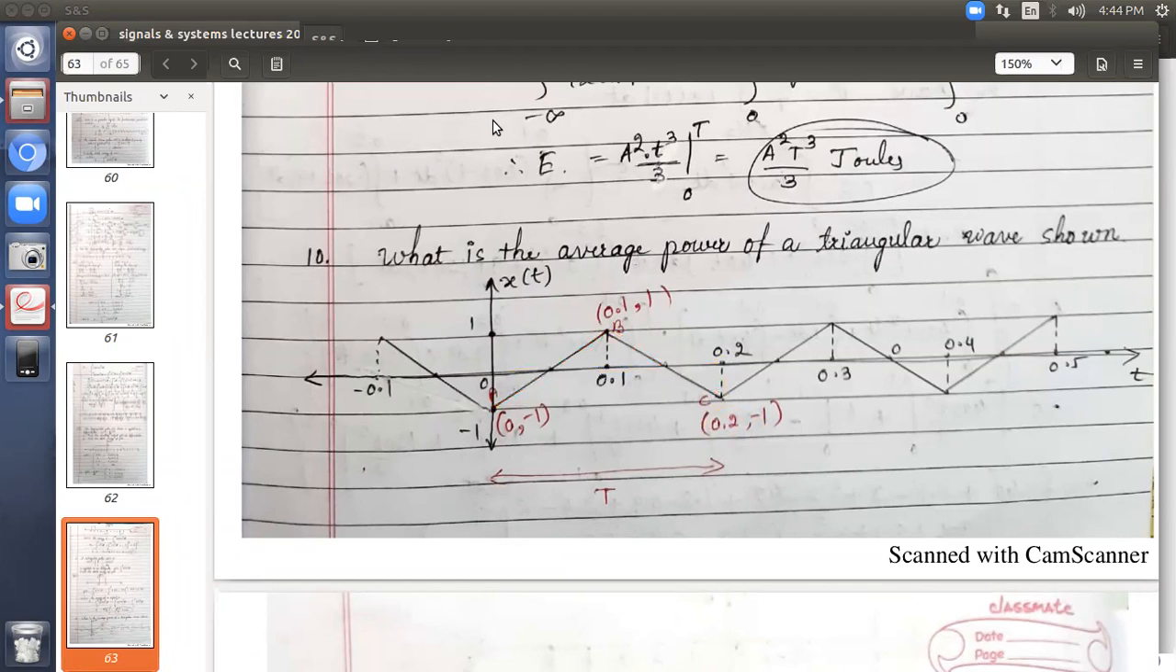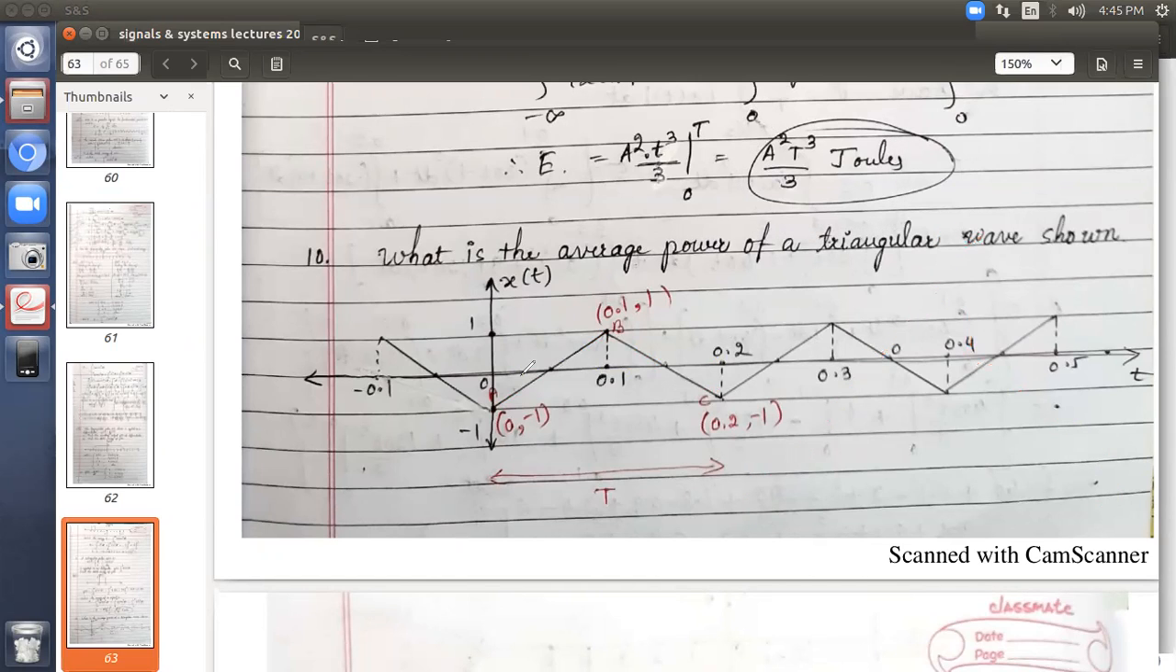And it is a convention. If I have an upward line like this, I will take this as the first point and this as the second point. And if I have a downward straight line like this, I will consider this as the first point and this as the second point. This is the convention that we generally use.